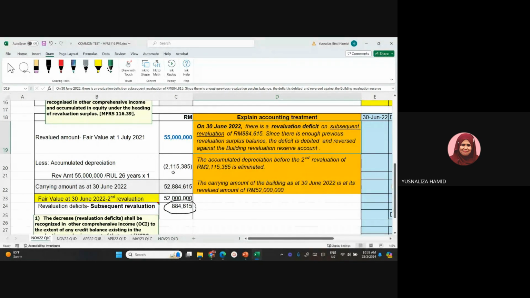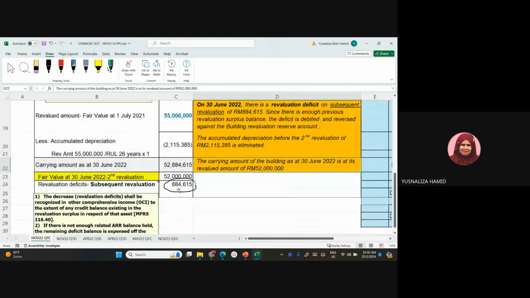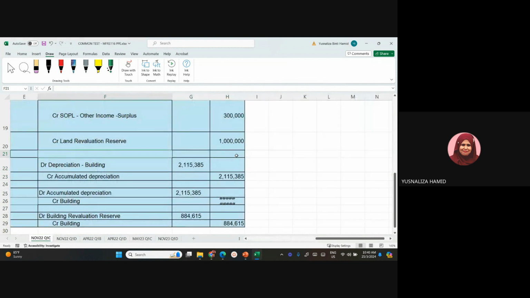At the same time, the accumulated depreciation that you have just calculated also must be eliminated. So accumulated depreciation before the second revaluation, this one, 2,115,385, is also eliminated against the gross carrying amount. And at the end of the year, the carrying amount of the building is at the revalued amount of 52 million. Okay, so let's look at the rest of the journal entry here.